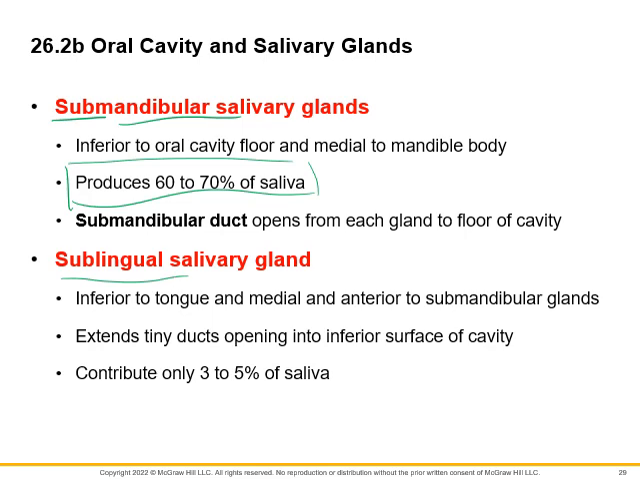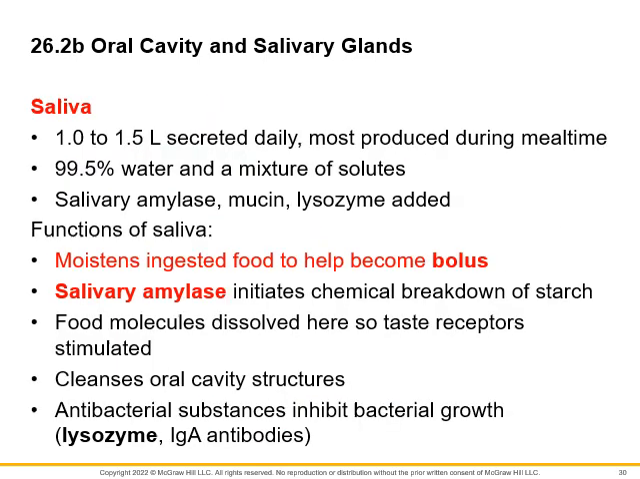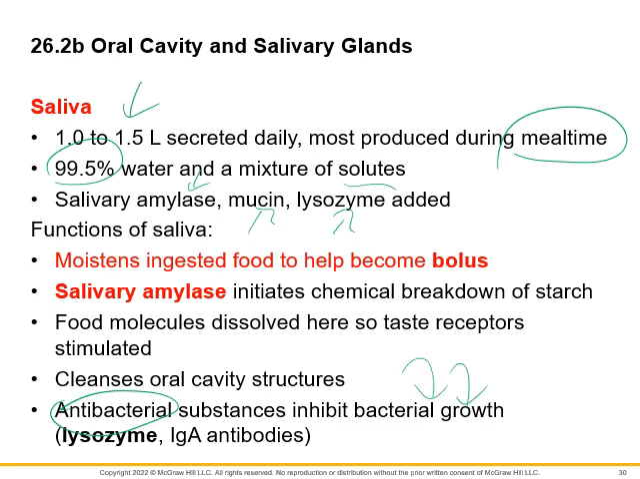This would be underneath the tongue, or inferior to the tongue, and a little bit of saliva. So what is saliva? We secrete about 1 liter a day, especially at mealtime. Most of it is water. There are some solutes in there. There is salivary amylase to break down those complex carbs. We're going to have mucin, which when mixed with water becomes mucus, and then we're going to have lysozymes. So remember, lysozymes are antibacterial; they can inhibit bacterial growth.